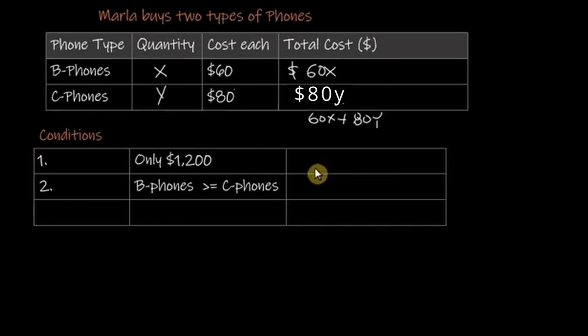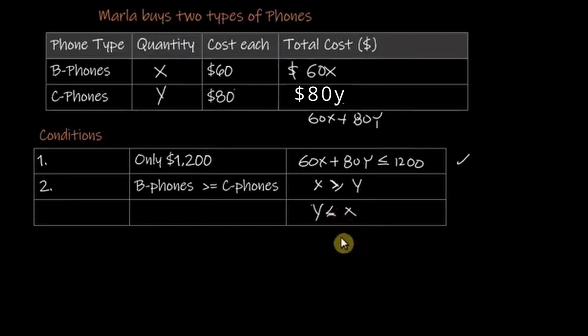So how should we represent this? We could say that 60x plus 80y is less than or equal to 1,200. And for condition number 2, B phones, which is represented by x, should be greater than or equal to C phones. So we could write this as x is greater than or equal to y. Or we could simply rewrite that to allow y to be the subject. Y is less than or equal to x. These are the same equations, just represented in a different way. So we have two inequations. We have these as inequations because they have a less than or equal to sign.